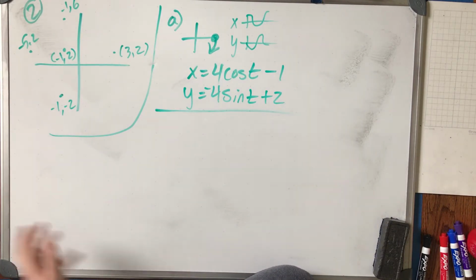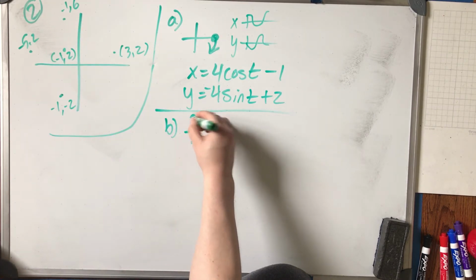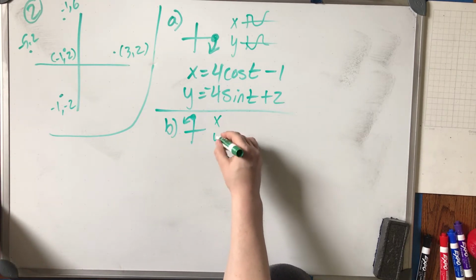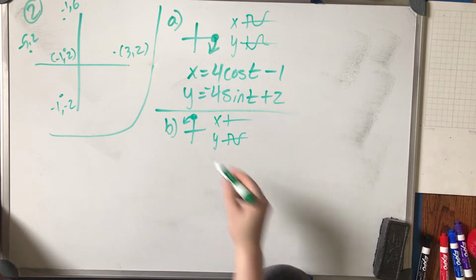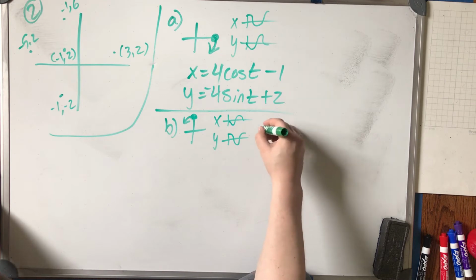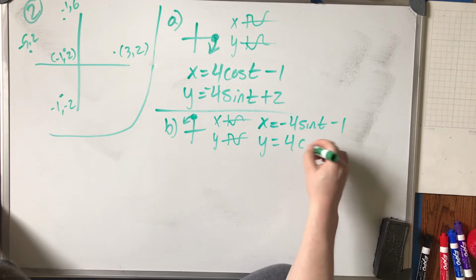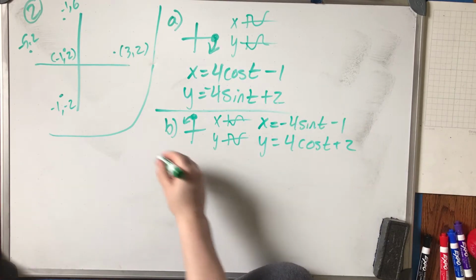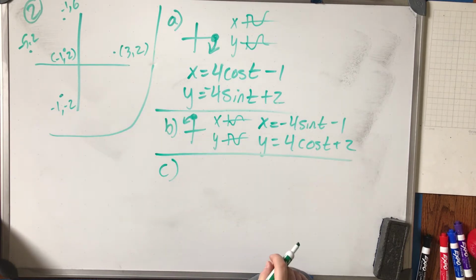So that is A. For B, we're starting at negative 1, 6, that top point, and we are going counterclockwise, which is that way right there. Starting at a maximum y value, y is going to be the cosine. X is going backwards, so it will be negative sine. So x equals negative 4 sine t minus 1, y equals positive 4 cosine t plus 2. Notice the radius and the center points aren't changing because those remain constant. It's the positives and negatives and the sine and cosine that are switching as we move around.